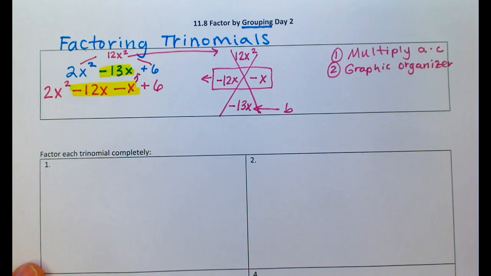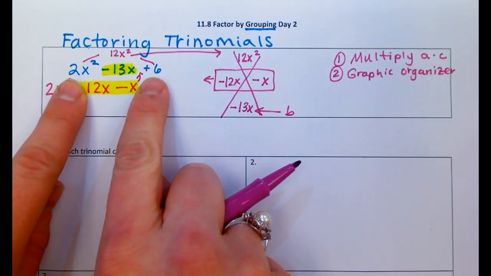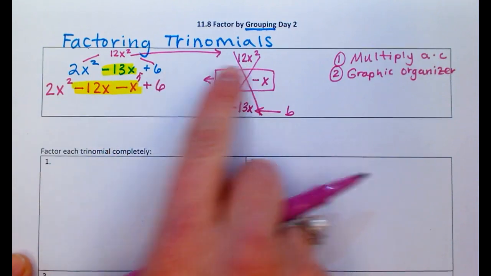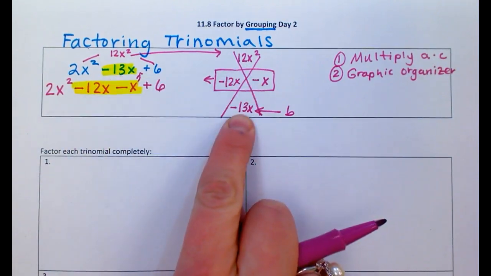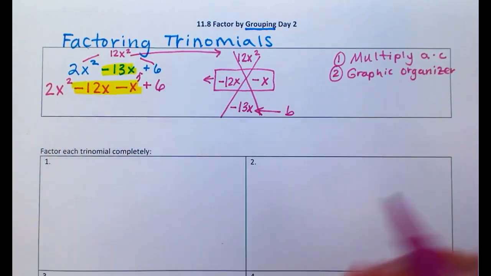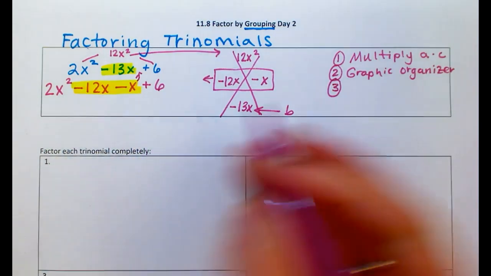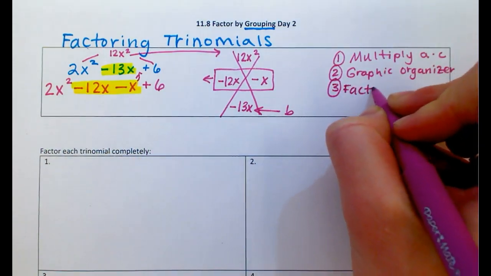Once again, we found these two numbers by multiplying our a and c term and finding what terms add to that b term. In this case, negative 12 and negative 1. Our last step we are going to do with this, now once we have 4 terms, is factor by grouping.